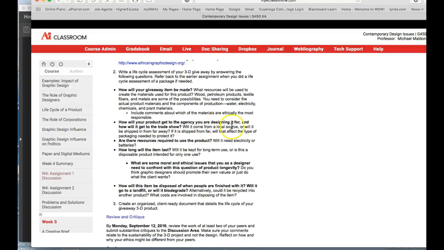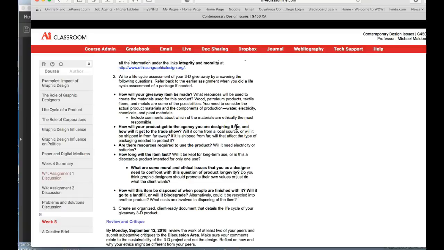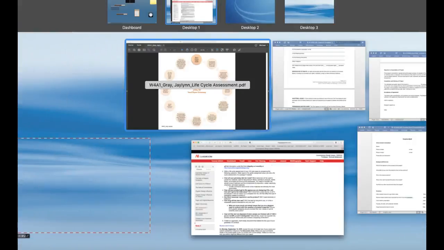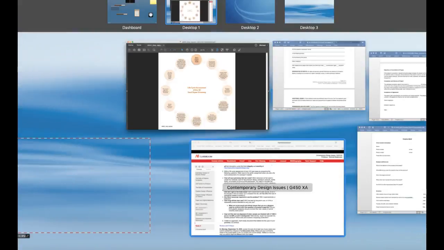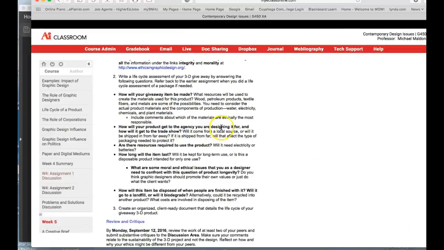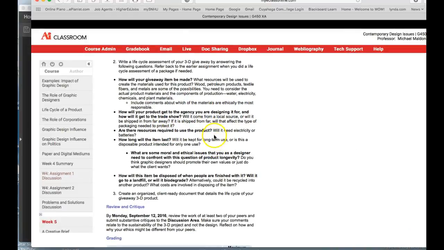How will your product get to the agency you are designing it for? In other words, how does this get transported? You mentioned in the life cycle analysis that I believe it's getting sent in the mail. So that's part of this. How will the product get to the agency you're designing for? How will it get to the trade show? Are there resources required to use the product? There are, yes, and water.